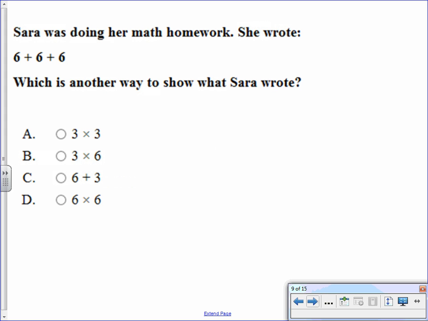Sarah was doing her math homework. She wrote 6 plus 6 plus 6, which is another way to show what Sarah wrote. Lucas? 3 times 6. Right.